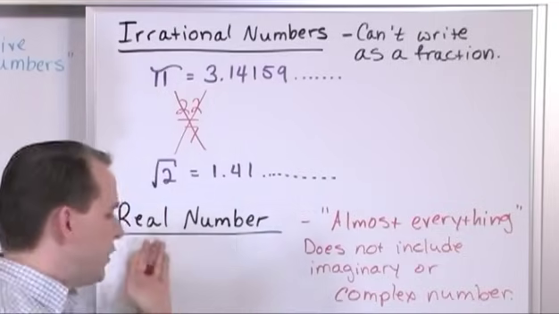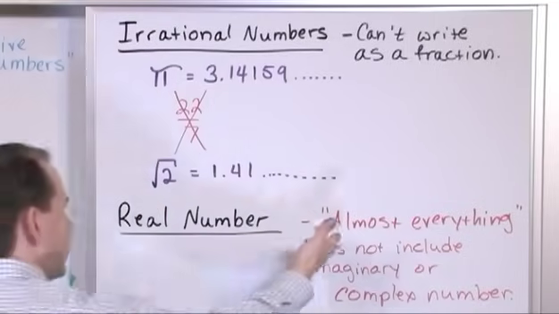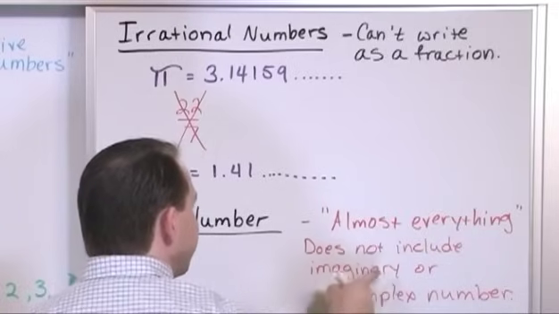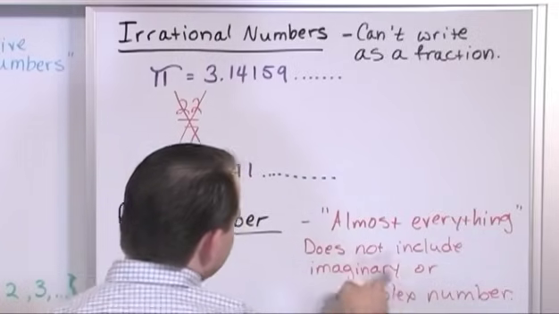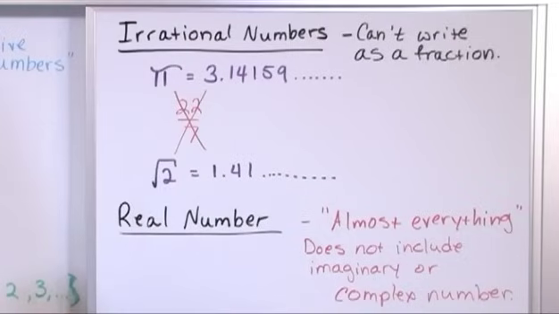And so that's why I say a real number is almost everything. The only thing it doesn't include is an imaginary number or a complex number, which is really sort of like an imaginary number too. I don't want to get into the definitions of what these are because it'll just bog us down. But that's sort of what we're after here.